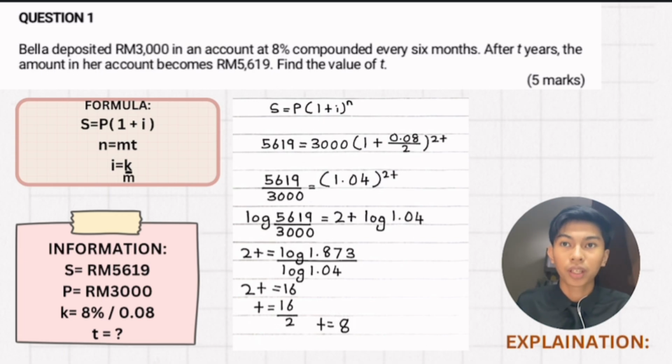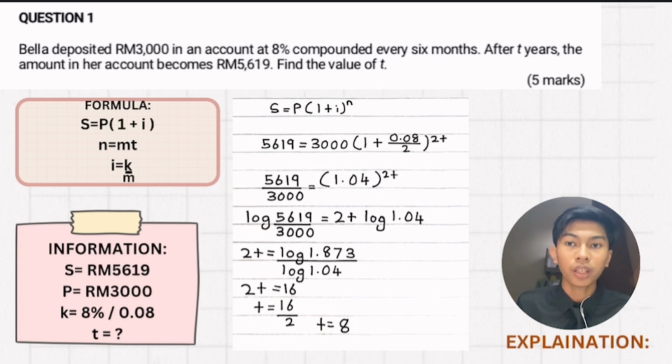Okay, the information is provided in the slide. I equals K divided by M and N equals M multiplied by T. Let's solve the question. 5,619 equals 3,000 bracket 1 plus 0.08 divided by 2 bracket power of 2T. 3,000 is brought to the left side and divided, so we get 5,619 divided by 3,000 equals 1.04 power of 2T.